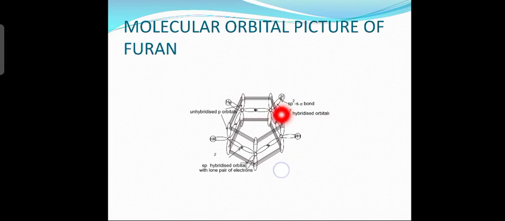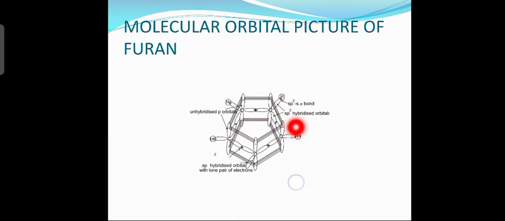Now, each ring atom in furan also has an unhybridized p orbital. You can see here it has an unhybridized p orbital. So, this carbon atom has this p orbital, this carbon atom this, and for this carbon this p orbital, and for this oxygen atom this is the p orbital which is unhybridized. These are perpendicular to the plane of sigma bonds. You can see here these are perpendicular to the plane of sigma bonds.